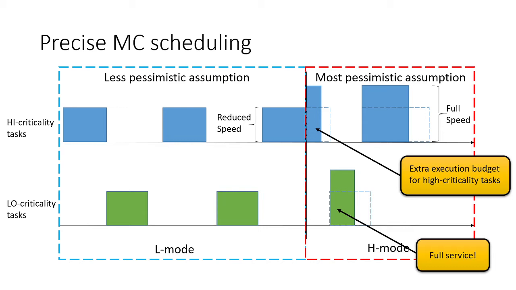There are two benefits in the precise mixed criticality model. First, it guarantees that all low criticality tasks not only execute in low mode, but are also fully executed under the high mode. Second, the platform can execute at a lower speed in low mode when less pessimistic assumptions are fulfilled. That leads to energy efficiency, which is very important for embedded system design.